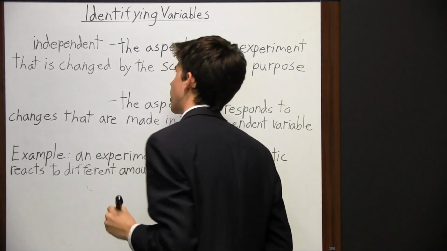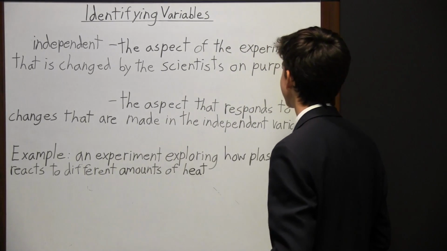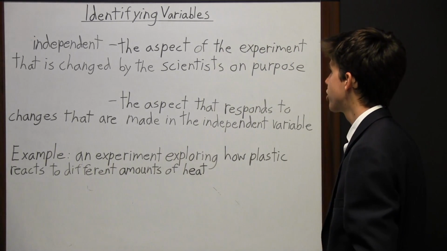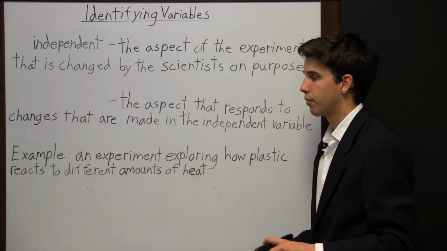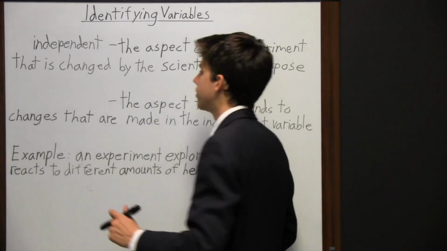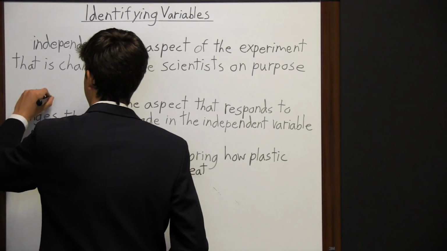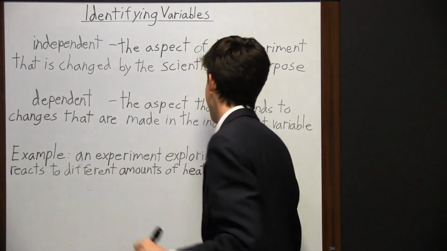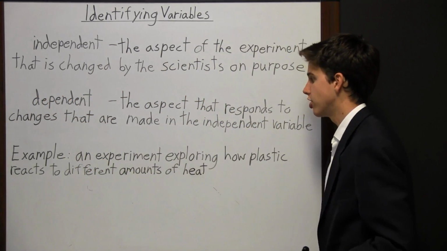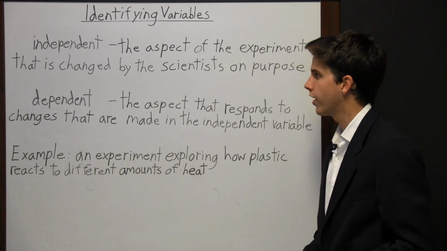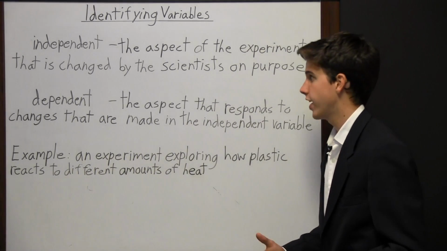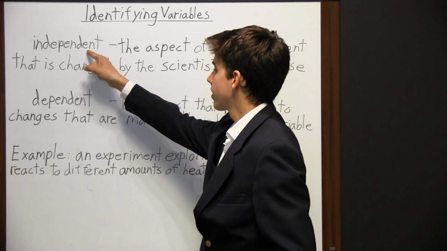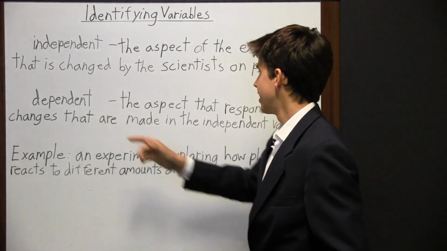The independent variable in an experiment is the aspect of the experiment that is changed by the scientist on purpose. And then you have the dependent variables. The dependent variable in an experiment is the aspect that responds to changes that are made in the independent variable. So we have cause and effect here. The independent variable causes the dependent variable to change.